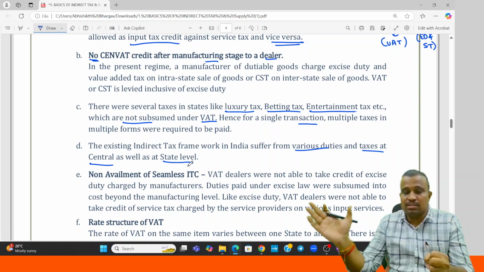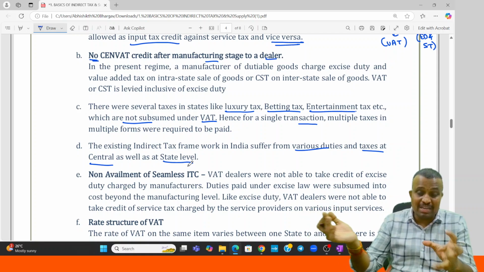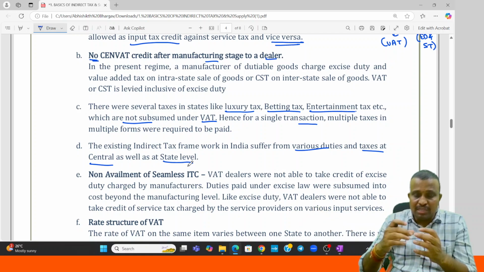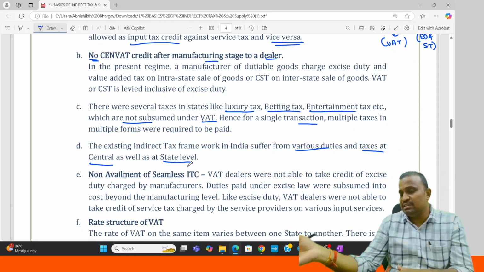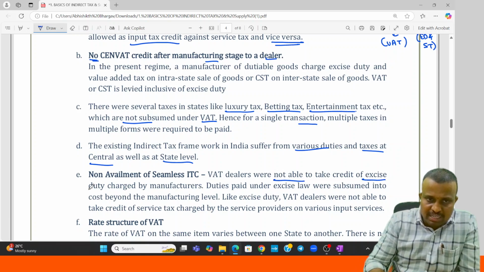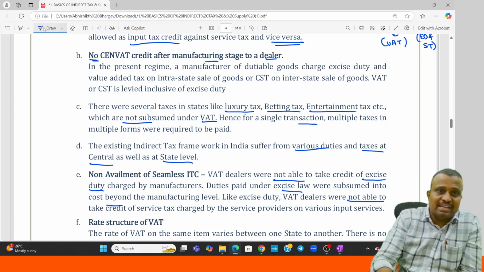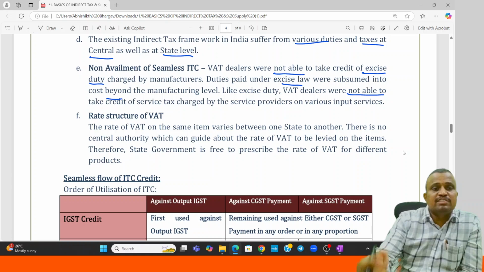So state governments are levying VAT or CST on the respective product. But excise duty is not eligible for claiming against VAT or CST, and under this, the ITC chain has been broken. The same applies in the case of VAT and service tax also. VAT dealers are not able to take credit of the excise duty charged by the manufacturer. Duty paid under excise law was subsumed into the cost beyond the manufacturing level. Like excise duty, VAT dealers were not able to take the tax credit of service tax charged by the service provider on various input services.